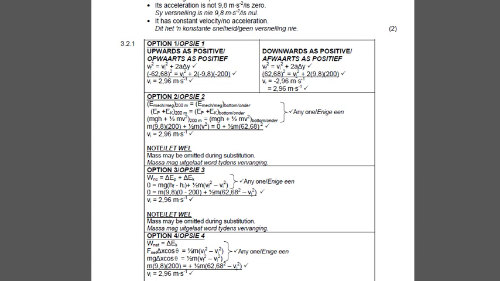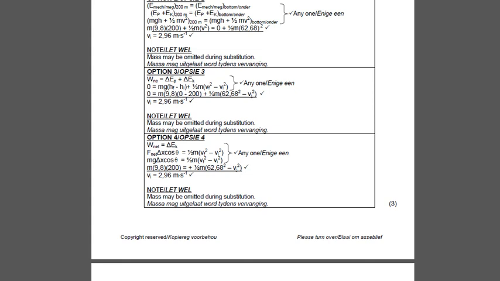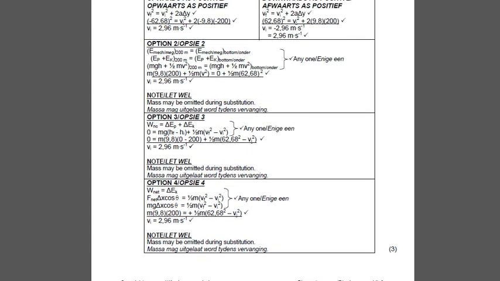Here, for example, we have question 3.2.1, and as you can see, we have a whole lot of options, four different methods that we can use to answer this question. So please go and have a look at the marking guidelines to familiarize yourselves with the different methods and to see if your method is correct.